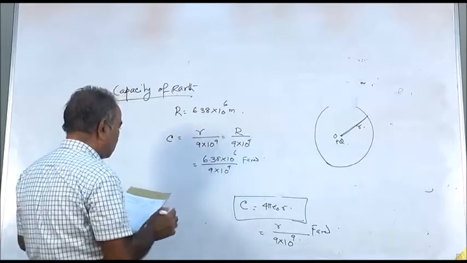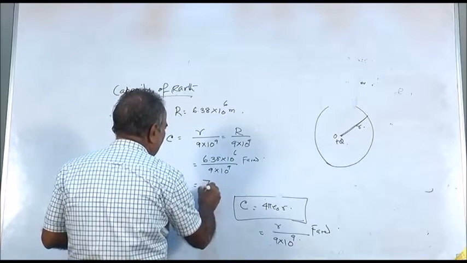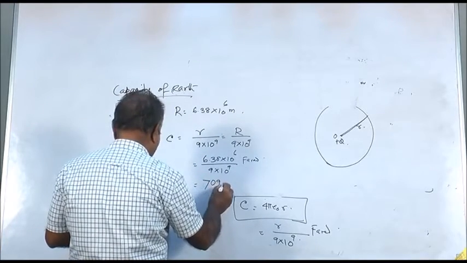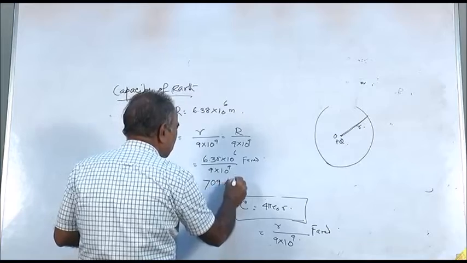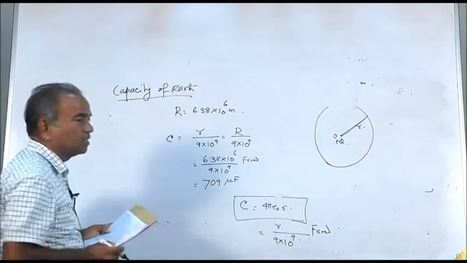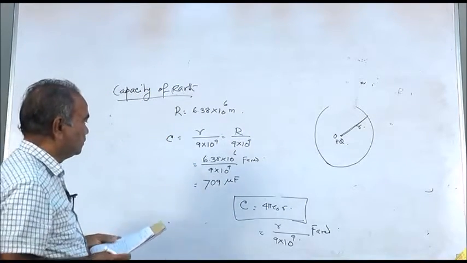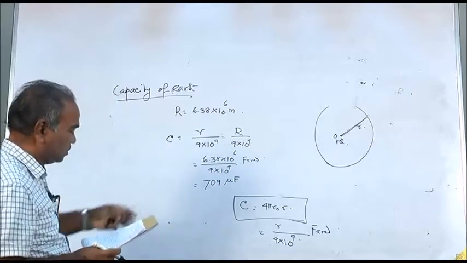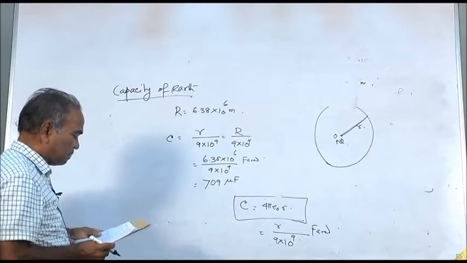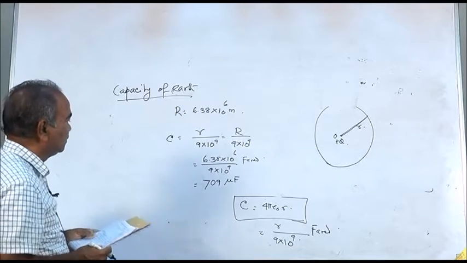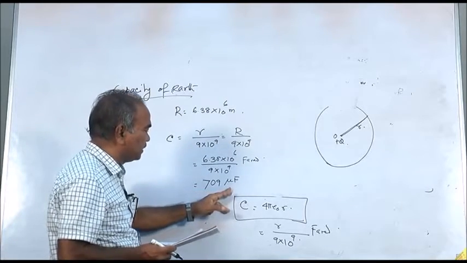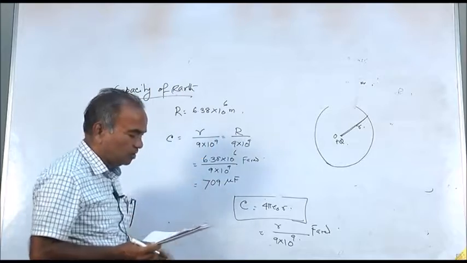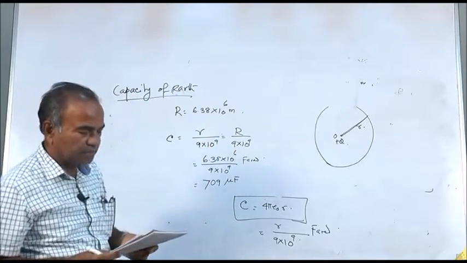So, that is equal to 709 microfarad. Micro means 10 to the minus 6 farad, and farad we write as F. This shows that the capacity of earth is very large. This 709 microfarad means the capacity of the earth is very, very large.